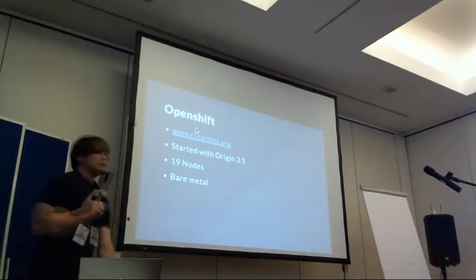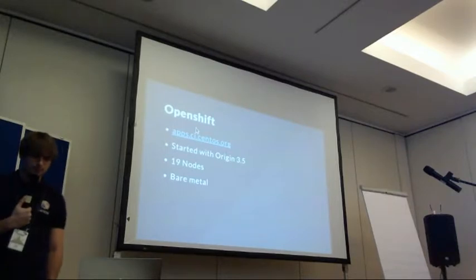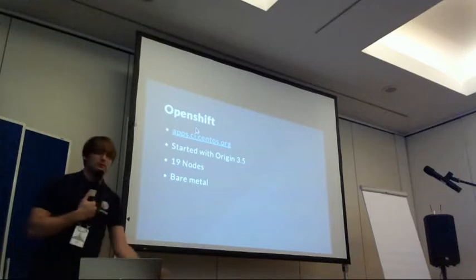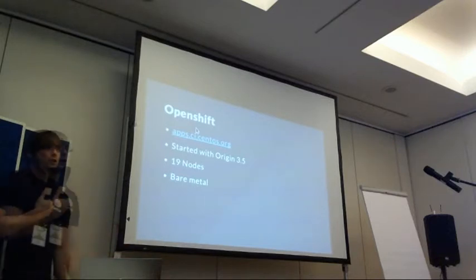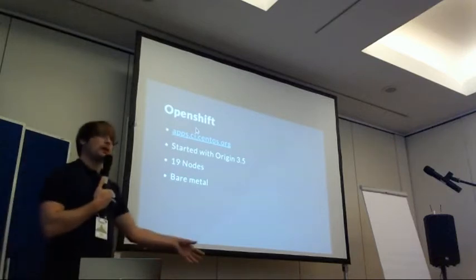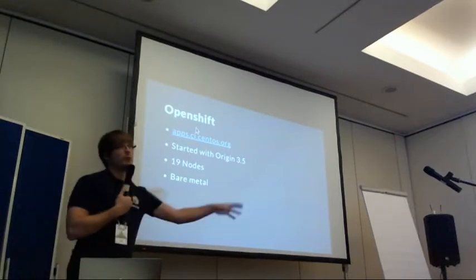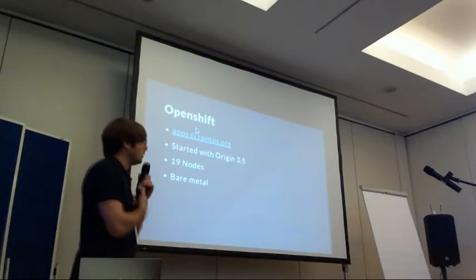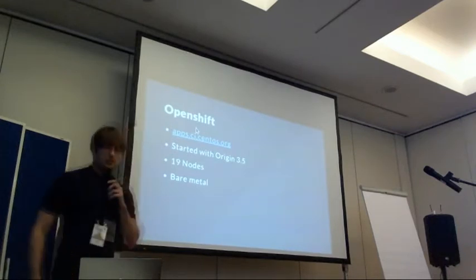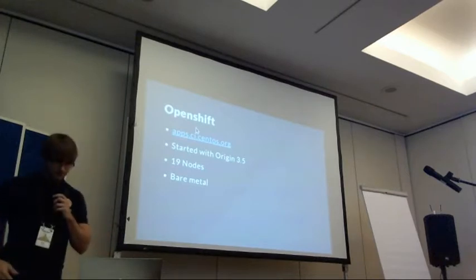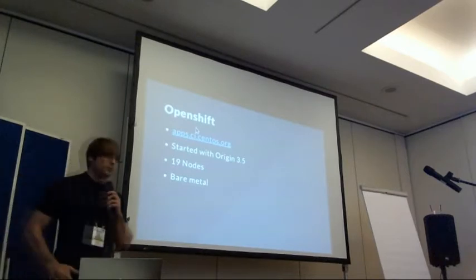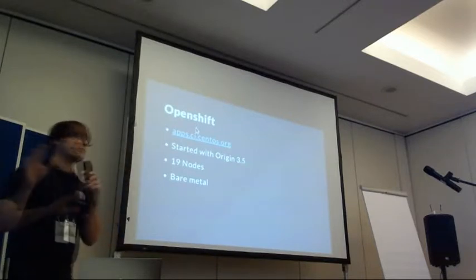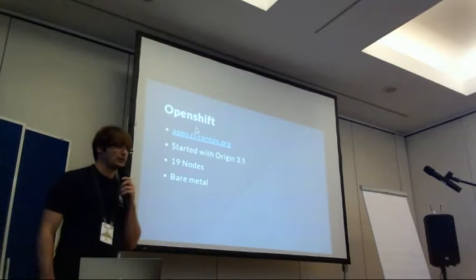But we're up to about 19 bare metal nodes that run various processes across the infrastructure. All of the tests that go into Disgit are actually scheduled on different pods in OpenShift. Jenkins actually orchestrates all of that for us in the pipeline. And OpenShift has been pretty critical in spreading around that test load across a number of different machines.